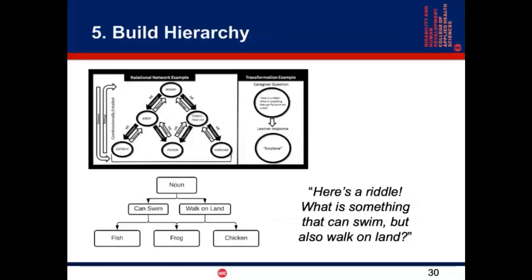If I taught the child that a fish can swim and the frog can swim, and I also taught the child that the chicken can walk on the land and also the frog can walk on the land, then I can ask the question, what is something that can swim but also walk on land? So you can see when presented with this question, the learner needs to abstract something that is common within two different networks. I realize, oh, frog is both something that can swim and also walk on land, so frog must be the answer.